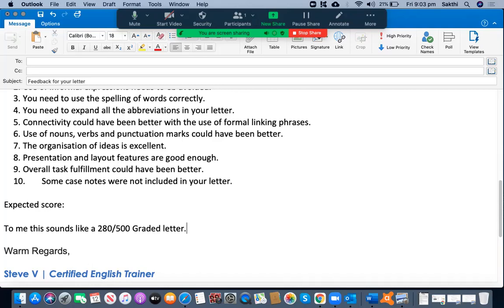It could be very close to C plus, but the reason is that he has committed a lot of grammatical mistakes, and as a result, this letter is able to get only a C grade. I hope my assessment is helpful.